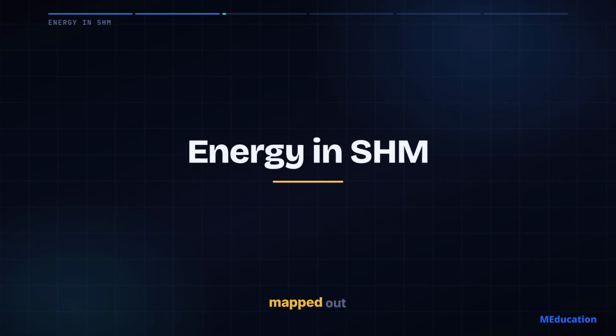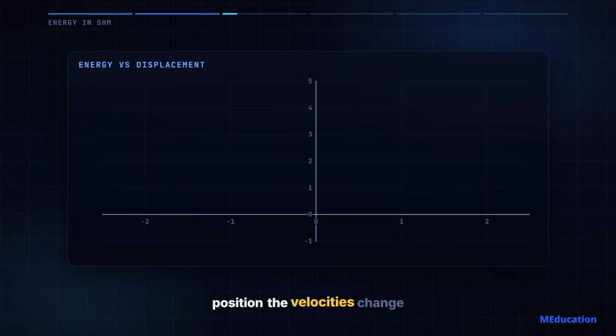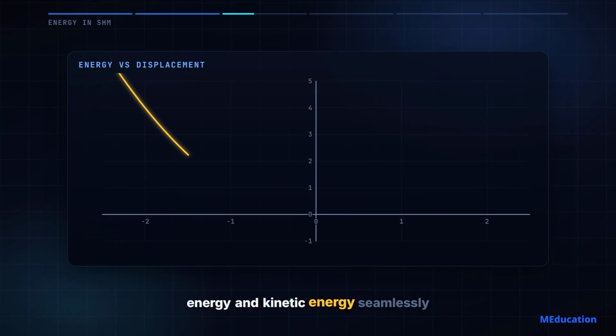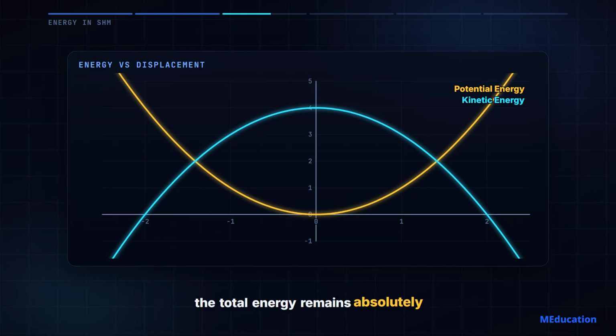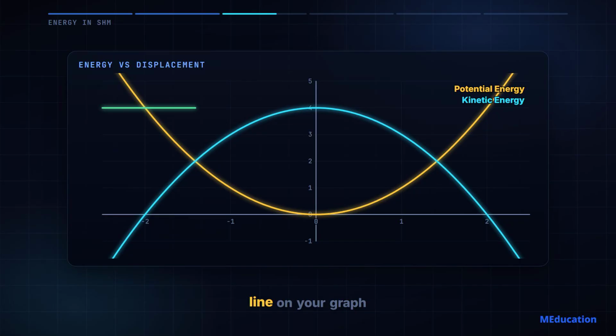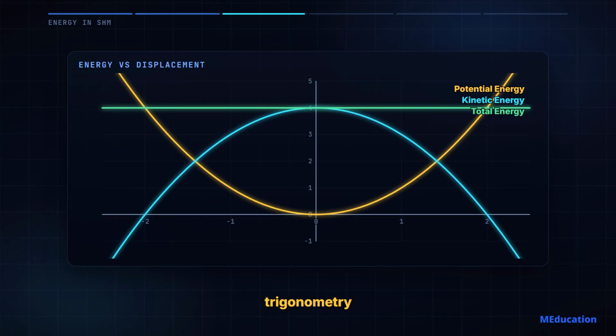Once we have the motion mapped out, we follow the energy. Because the forces change with position, the velocities change, meaning the energy of the system is constantly shifting. You will analyze how potential energy and kinetic energy seamlessly interchange as the object moves back and forth. Crucially, in an ideal system, the total energy remains absolutely constant, forming a perfectly horizontal line on your graph. In the exam, mastering these perfectly parabolic energy curves is a fantastic shortcut. It allows you to calculate velocities and positions quickly without getting bogged down in complex trigonometry.